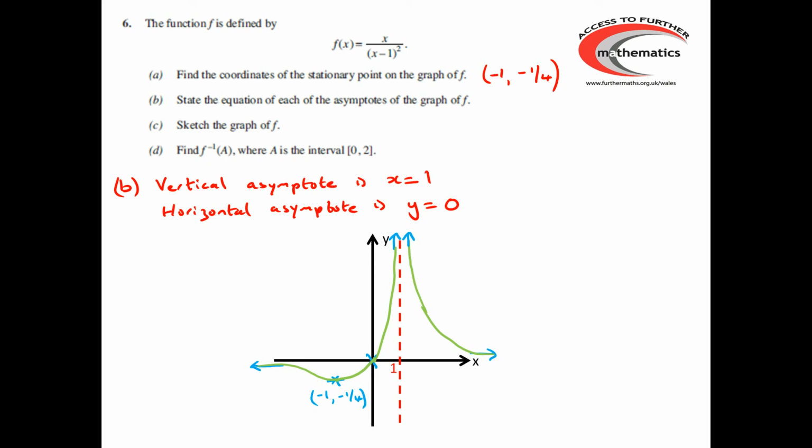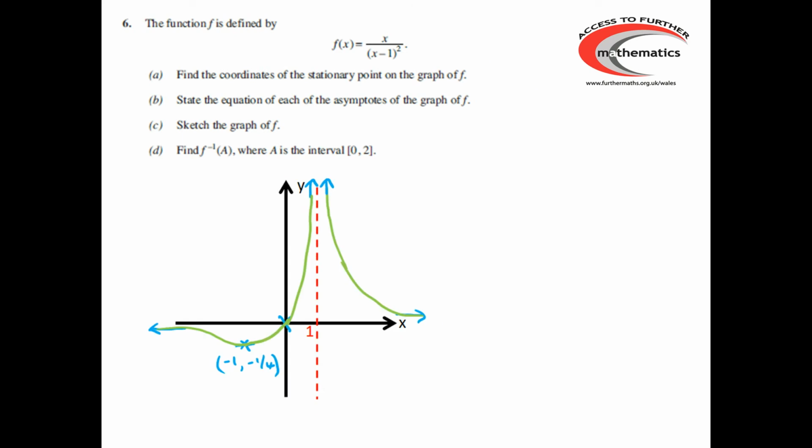Finally, we have to find the inverse under f of the interval 0, 2. We've got to find f to the minus 1 of A, where A is 0, 2. So there's our graph. The interval 0, 2 on the y-axis is there. So we've got y equals 2 going across. We need to find out what the corresponding x values are. So f of x equals 2.